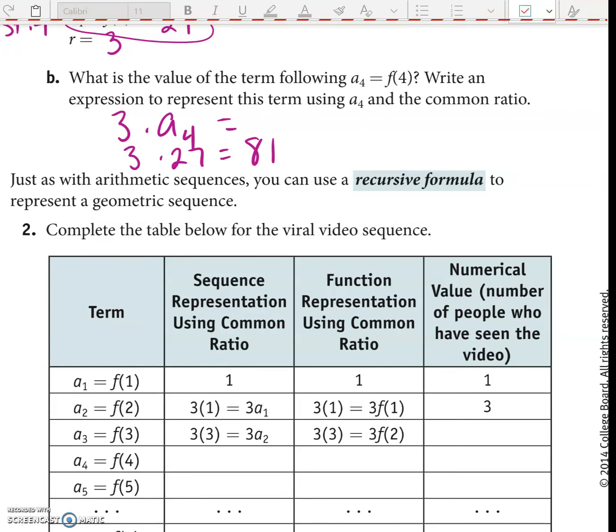And it would be the same thing if you were in function notation. I'm just taking the previous term, which is f of n minus 1, and multiplying it by 3. So all you have to write for recursive are these two things: where you start, so what your first term is, and then using that r value times your previous term, which we denote as a sub n minus 1.